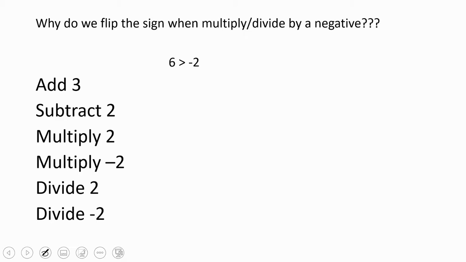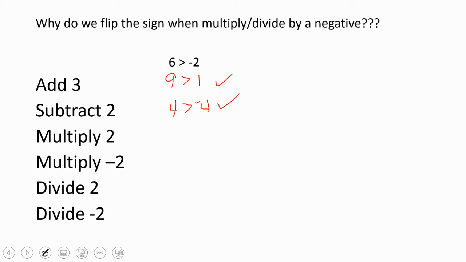Why do we flip the sign when you multiply or divide by a negative? Well, look here at this inequality. It says 6 is greater than negative 2. That's true, okay? Look at what happens when we add 3. So if I add 3 to 6 and I add 3 to negative 2, it's still true. 9 is greater than 1. What about if I subtract 2 or add a negative 2? Okay, so I'm going to get 4 is greater than negative 4. Again, that's still true. Okay, those are both true.